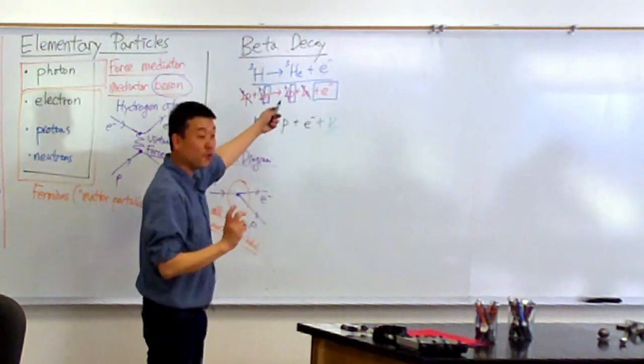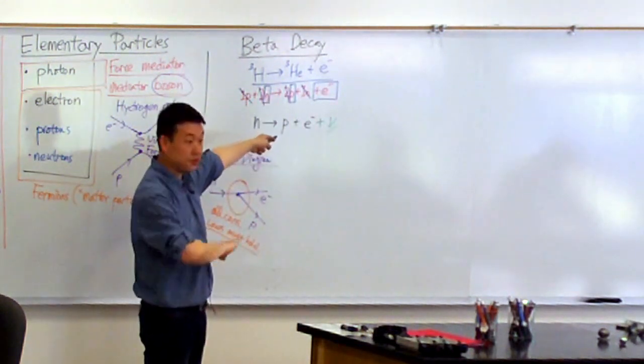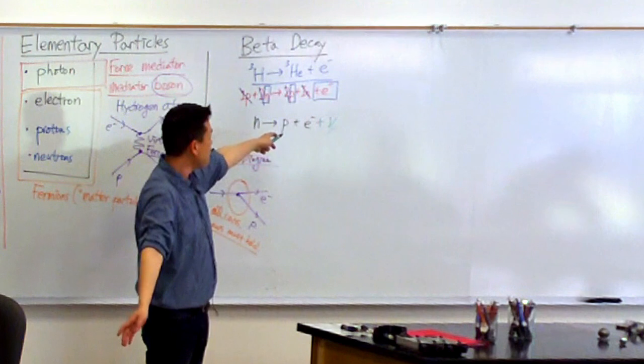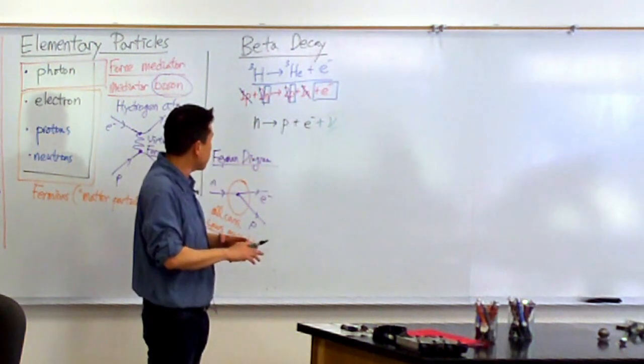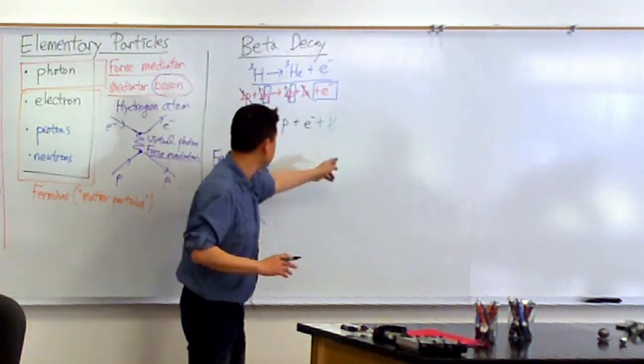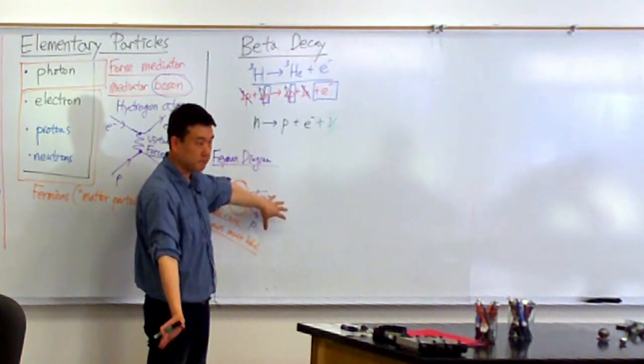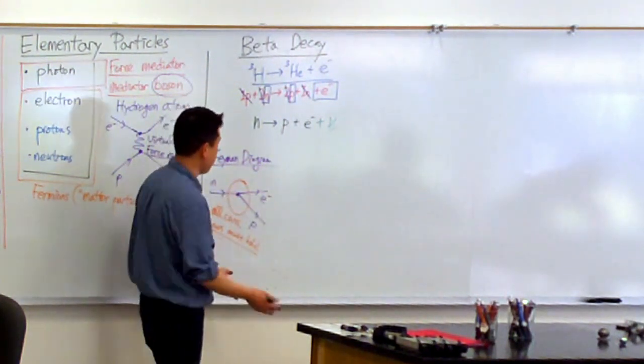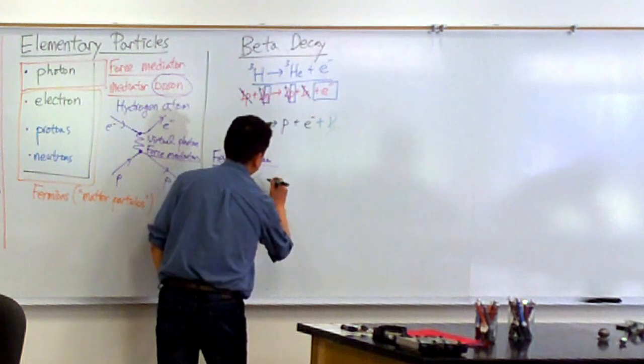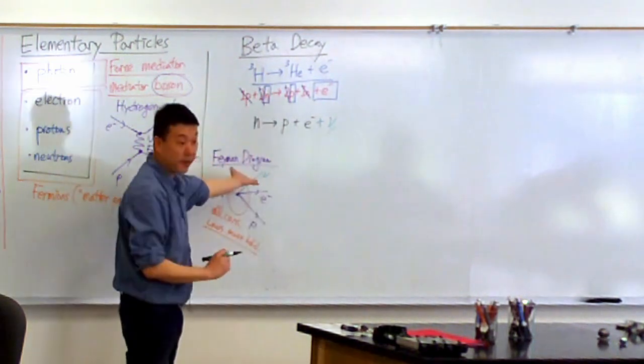It's just a placeholder for a particle that they couldn't see in the 30s. They were guessing that one particle going into two leads to a prediction that just doesn't hold, so maybe there's one more particle, which we are going to call the neutrino, that's going out.